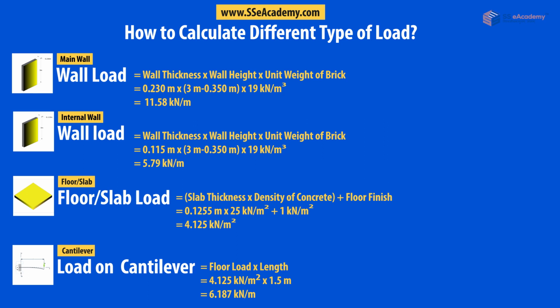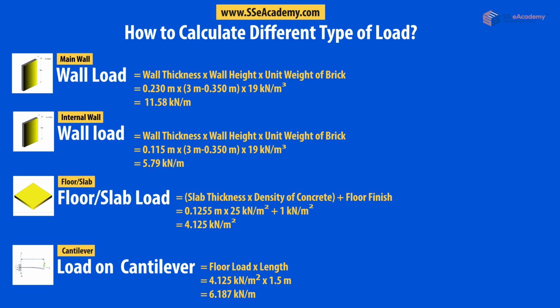That means whatever beam we have selected in the geometrical part, I have to subtract that particular depth of that section. So I have subtracted that depth, 0.350 meter, from the clear height. This is how I can calculate the wall load, 11.58 kilonewton per meter. In a similar manner, if you have the internal wall, you can calculate wall thickness into wall height into unit weight of the brick.